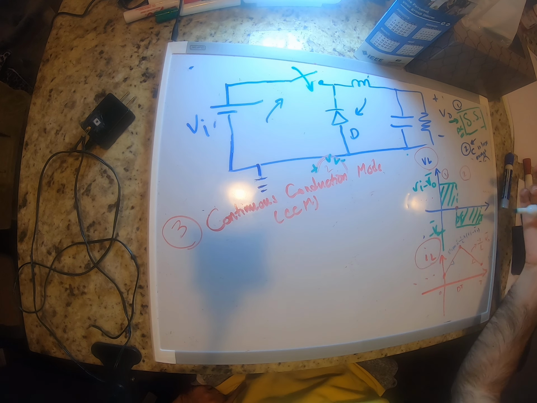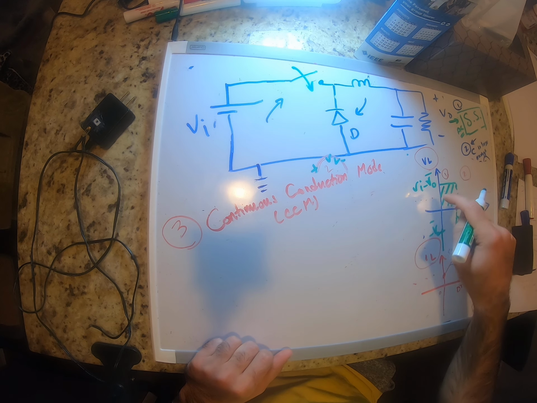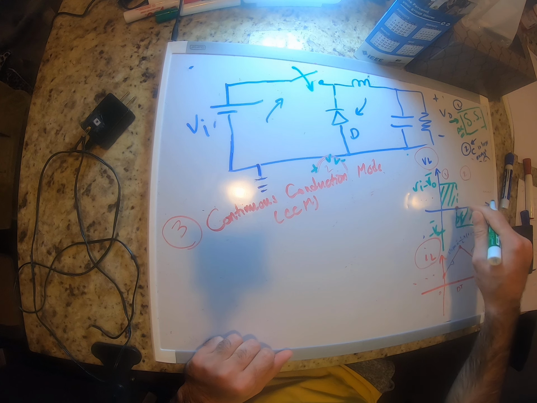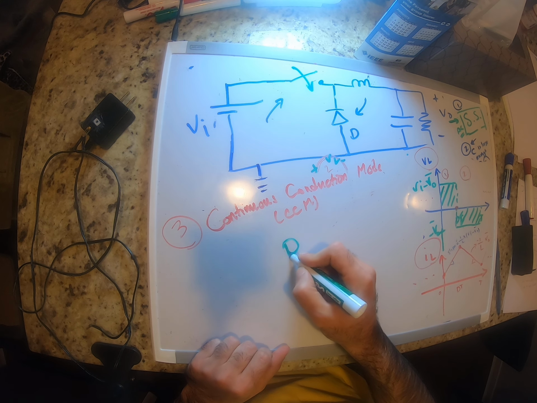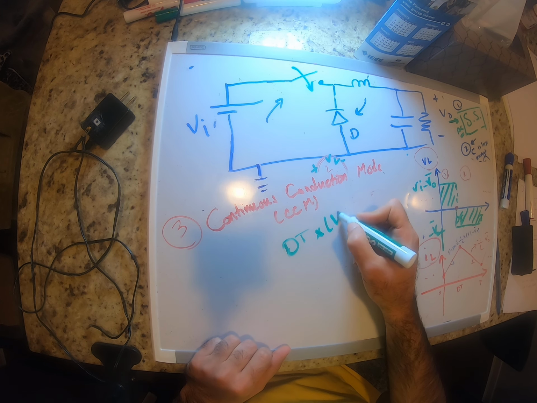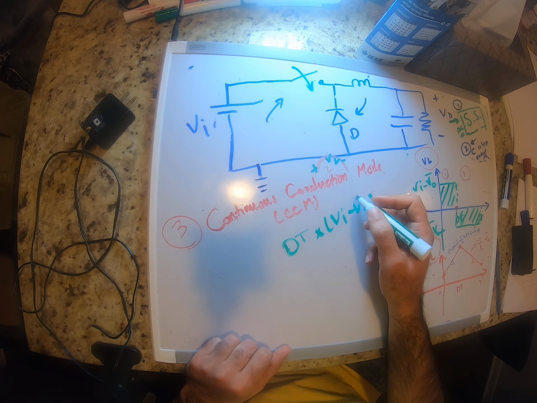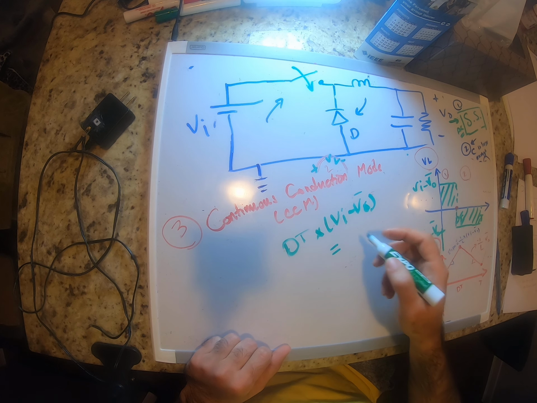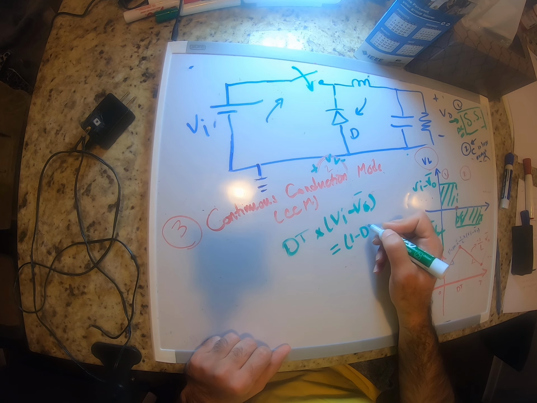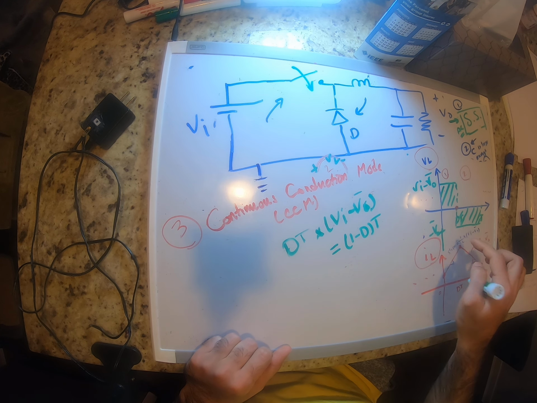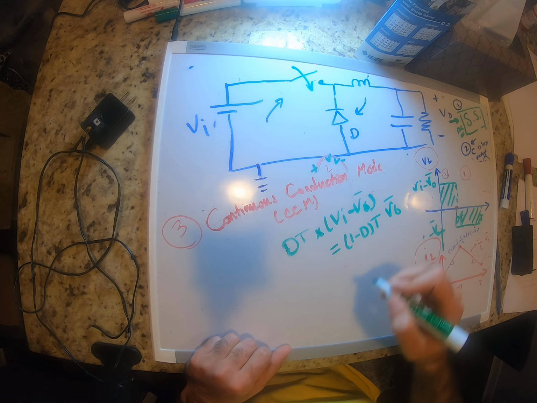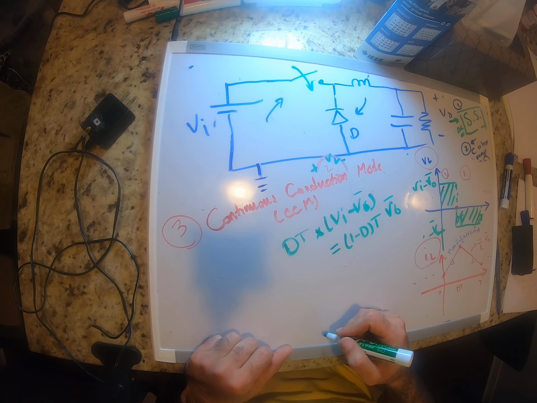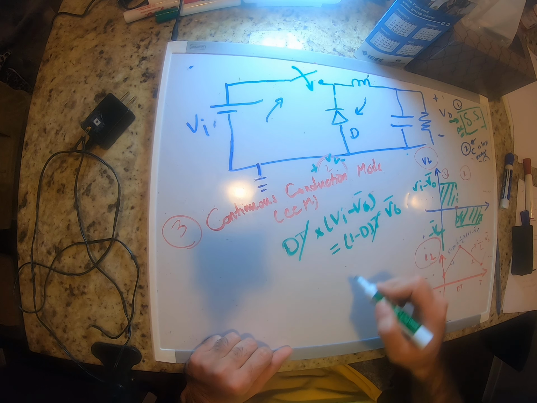to this area. Let's write that down. So the area of this rectangle is going to be d T times (Vi minus Vo). And this area is equal to (1 minus d) times T times Vo. Okay, so let's just cancel the T's.